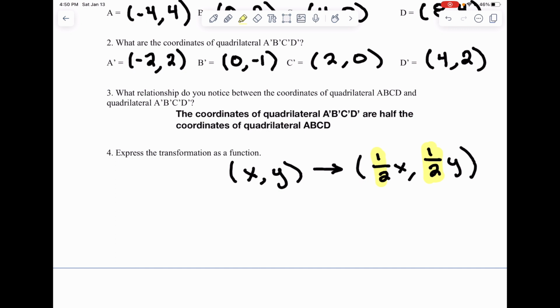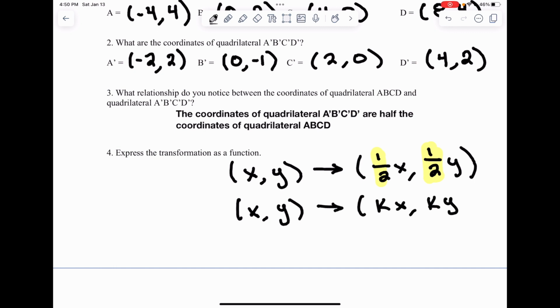So anytime you need to express a dilation as a function, it will always be of the form (x, y) becomes (kx, ky), where k is the scale factor.